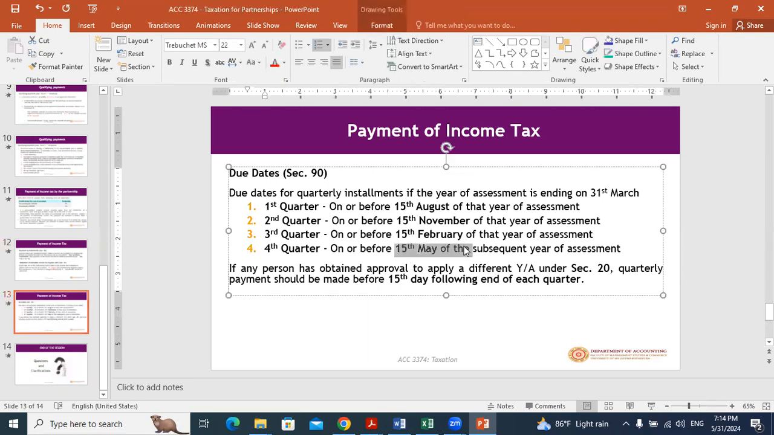This is the date. If any person has obtained approval to apply a different year of assessment under section 20, the quarterly payment should be made before the 15th day following the end of each quarter. That is the case.